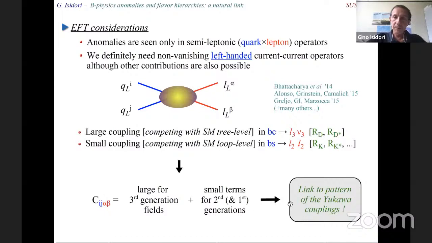This is really nice because it points to the pattern, which I showed you very qualitatively at the beginning, of the Yukawa coupling, where we know that indeed, if the Yukawa couplings are determined by some new dynamics, these new dynamics should be coupled strongly to third generation and weaker when we go to later generations.